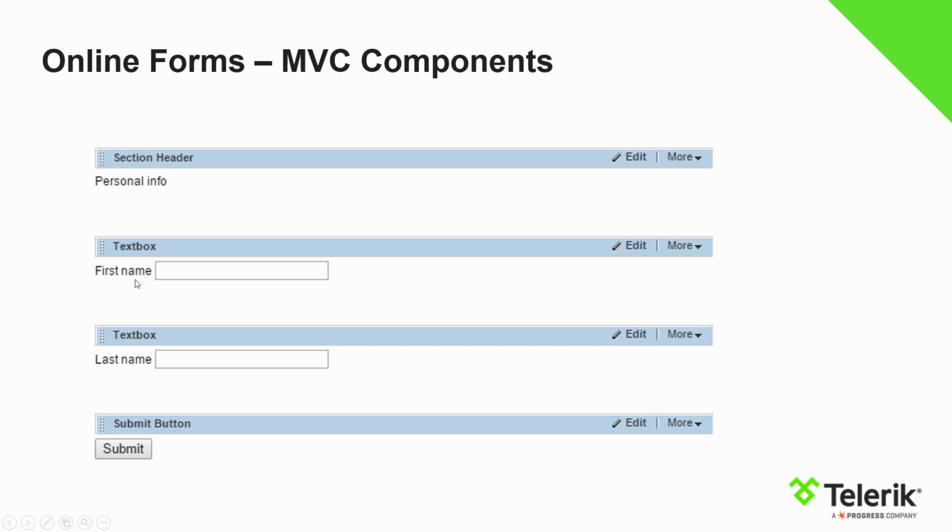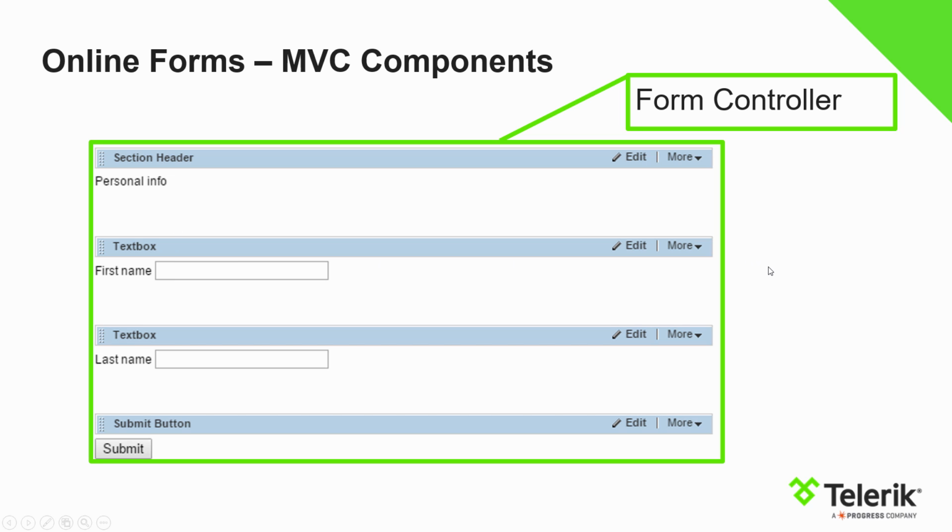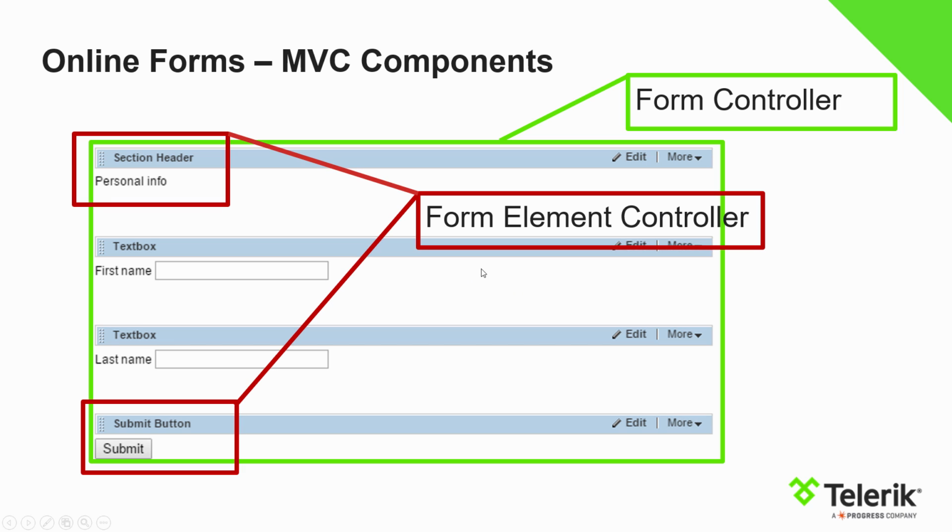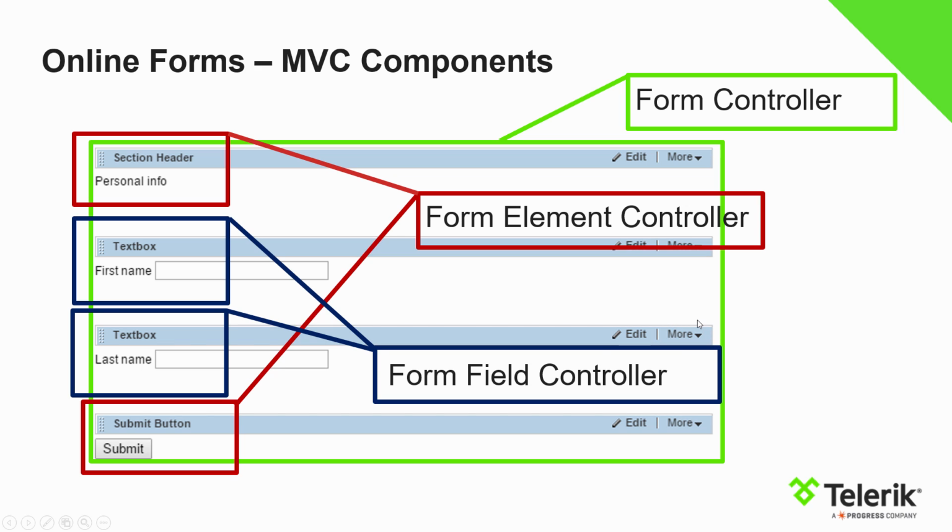So if we take a look at the sample form here, the entire form is a form controller of itself. It's just a standard MVC controller. And since the same persistence object is used, it has a collection of controls. Every one of those controls is rendered again through an MVC controller. And we can see here that we have a form element controller for the section header element and the submit button form element. We also have two text boxes that are form field controllers, and those are field elements. There's a very slight and subtle difference between a form element and a form field. Initially it can be confusing, but at the same time it's really simple once you get it.